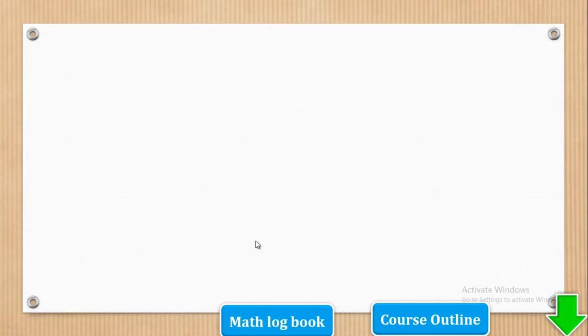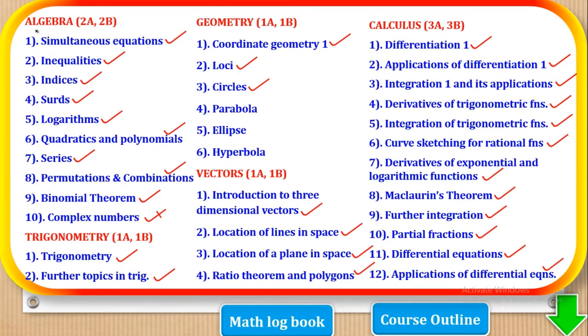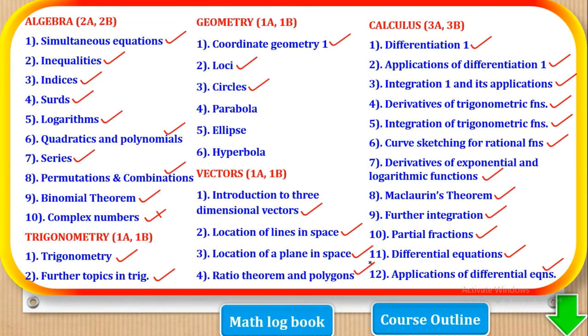Before we start the topic, let's first go through the course outline. Pure math paper 1 is divided into 5 parts. The first part is algebra, where 2 questions come in section A and 2 in section B. The second part is trigonometry, where 1 comes in section A and 1 in section B. The third part is geometry, where 1 comes in section A and 1 in section B. The fourth part is vectors, where 1 comes in section A and 1 in section B. And lastly, calculus, where 3 come in section A and 3 in section B.